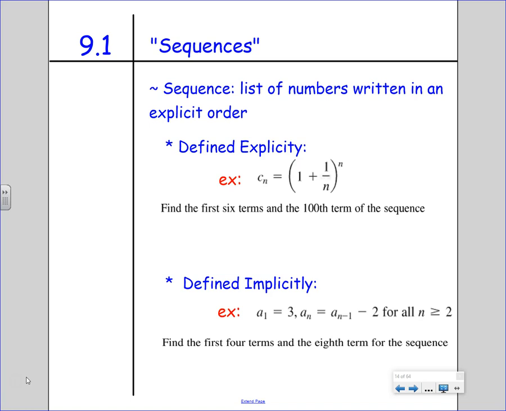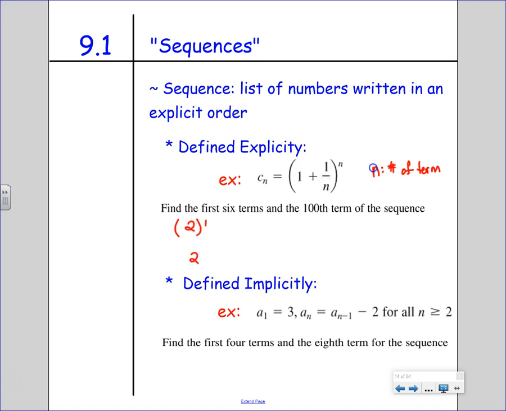So if it says find the first 6 terms, and n is, in this example, standing for the number of the term, which term? First, n is 1, second n is 2, third n is 3. How do I find the first 6 terms? You just plug it in. So the first one would end up being 1 plus 1 over 1, that's 1 plus 1 is 2, and 2 to the 1.